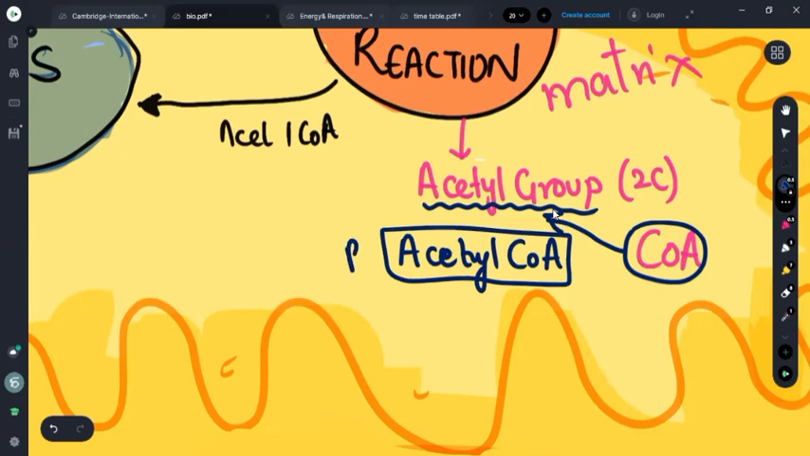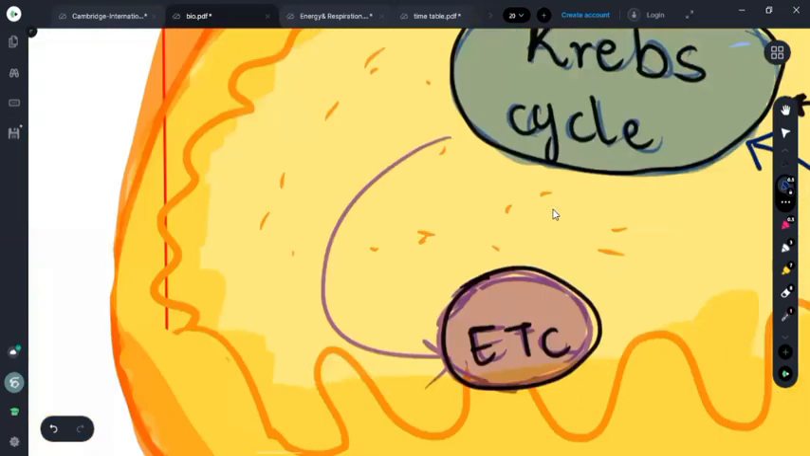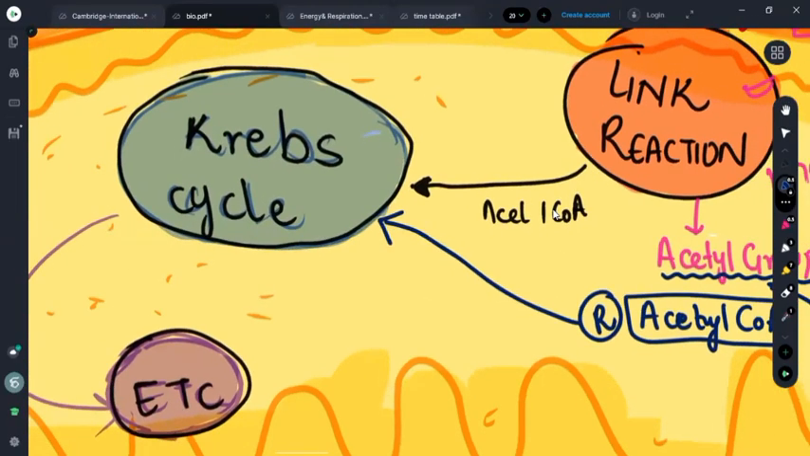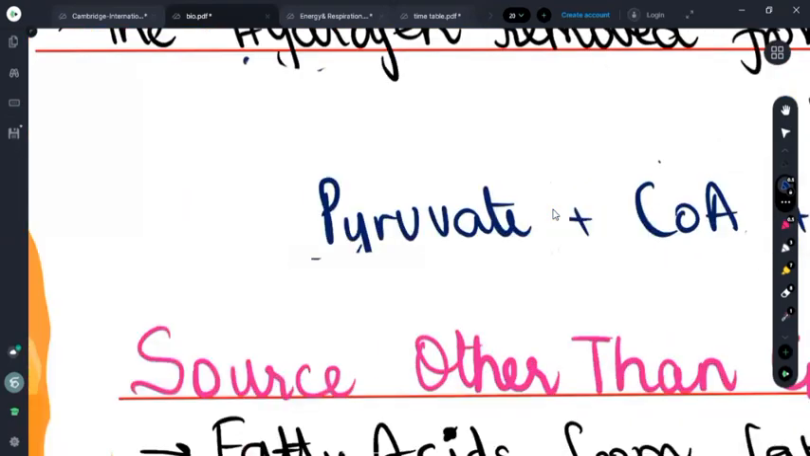This is the reactant of Krebs cycle. It enters into the Krebs cycle. So, what was the role of coenzyme A? Now, giving you some information about this coenzyme A, what is it and how it is formed.